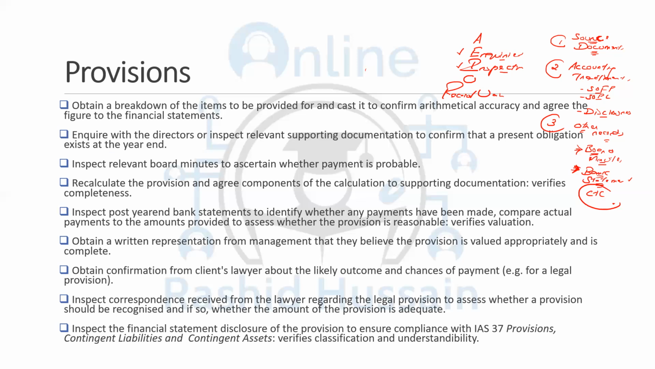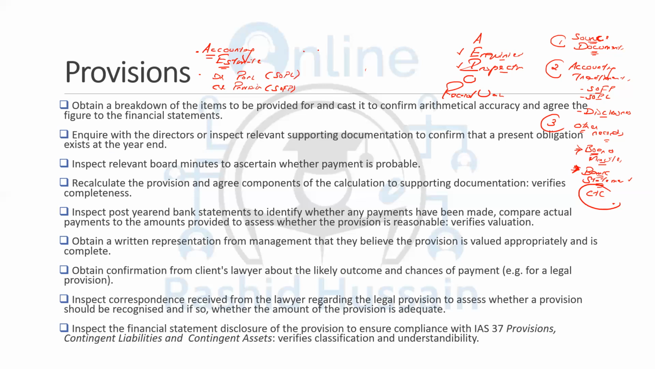Now we know that a provision is an accounting estimate. Just revise your accounting knowledge regarding provisions. We know that a provision is an accounting estimate. We know that a provision is an expense as well as a liability. We record this as an expense in the statement of profit or loss, and we know this is a liability being recorded within the statement of financial position.